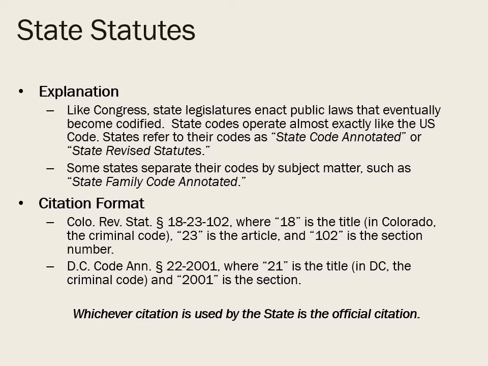Maryland's official compilation of statutes is the Maryland Code Annotated. Same for Washington, D.C., that's the D.C. Code Annotated, whereas Colorado calls its version the Colorado Revised Statutes. Some states also subdivide their codes by subject matter, much like a title of the US Code. So, for instance, California has the California Family Code, which is separate from the California Fish and Game Code. Whatever citation the state uses is the official citation.